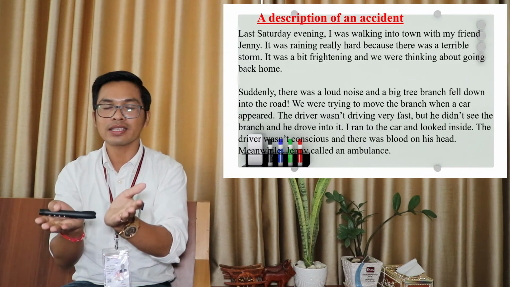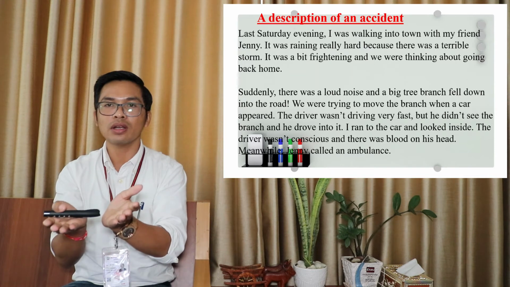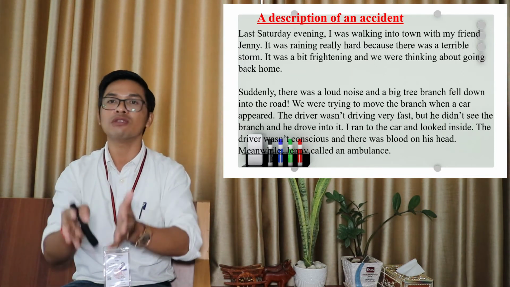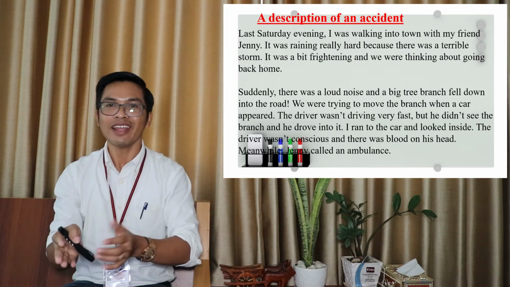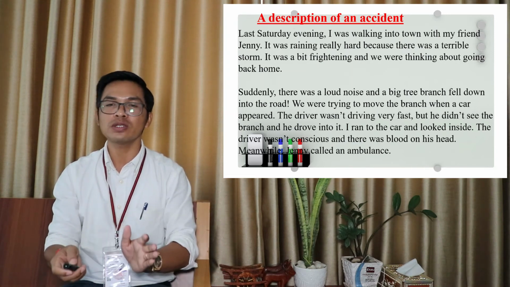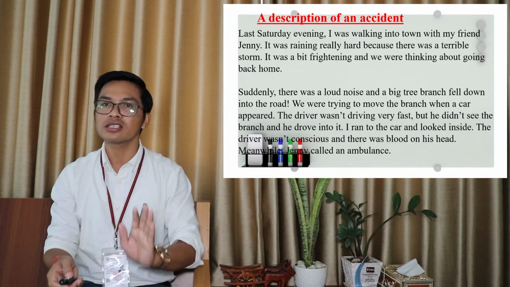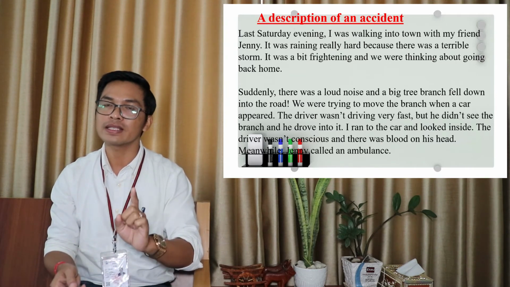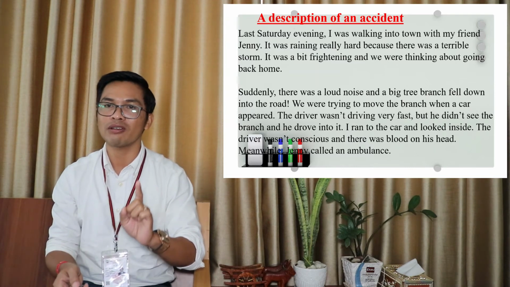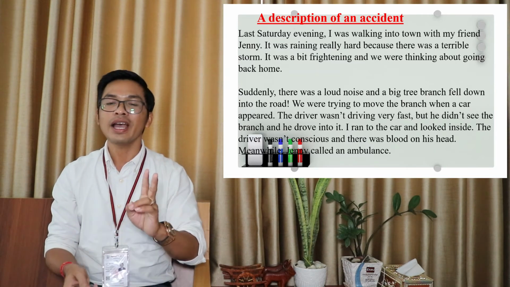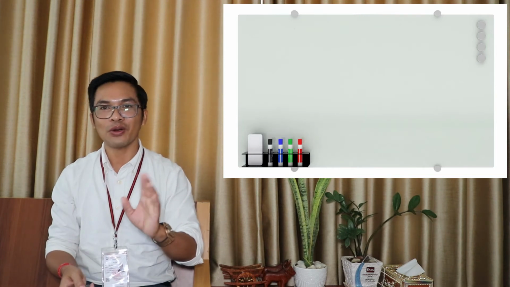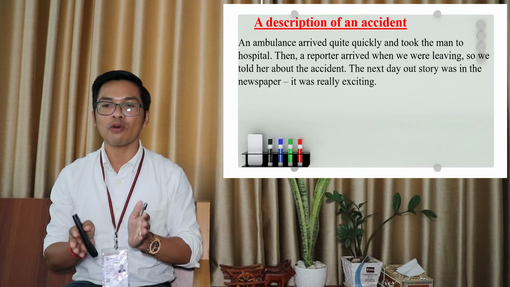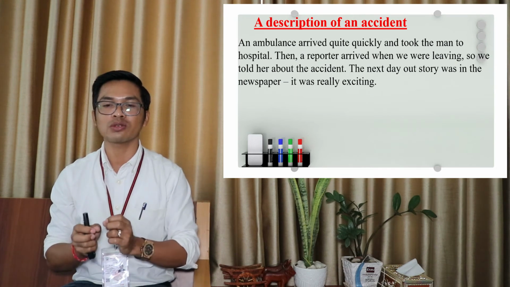So in the second paragraph, you see, they talk about the event, the main action and the main events of the accident, right? I hope you all understand, and if you still do not understand, please stop it and read it slowly to find out what the first paragraph is talking about and what the second paragraph is talking about. And the last paragraph: an ambulance arrived quite quickly and took the man to the hospital.